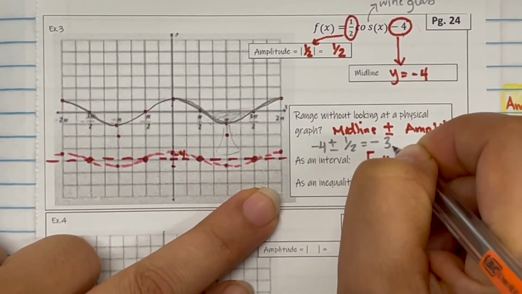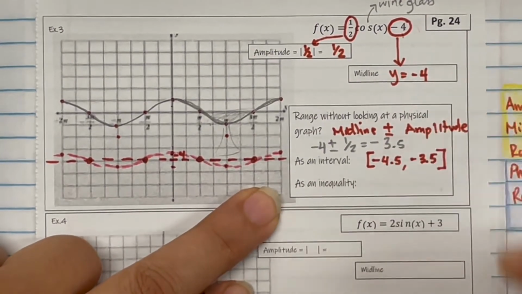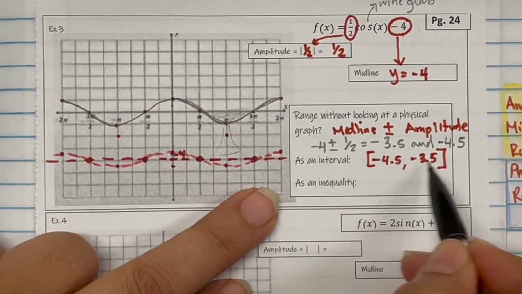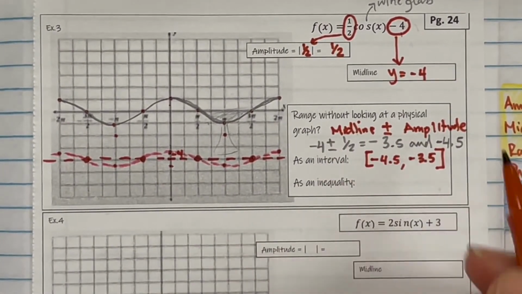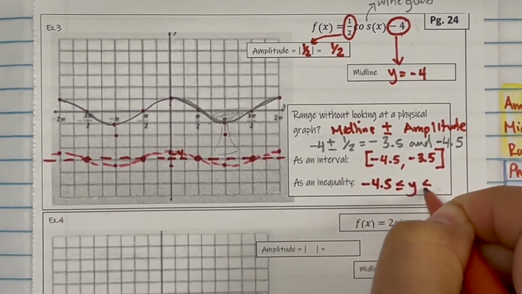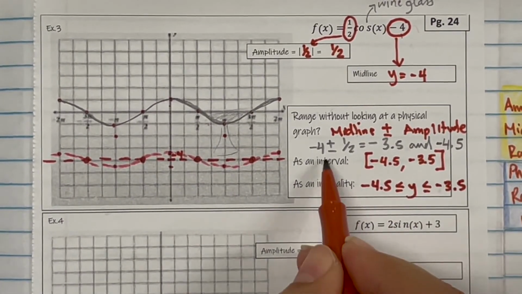Put that in the calculator. -4 plus a half is -3.5. And -4 minus a half is -4.5. So you see, it checks out. So this works. We're going to keep using it just to make sure it works on everything. So if I write it as an inequality, that's how you write it. All right, so let's practice.